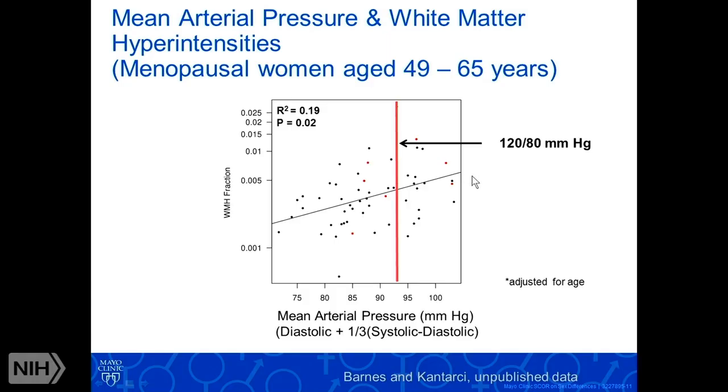But when we evaluated the mean arterial blood pressure in these women, the remarkable thing was that we did indeed see an age-related increase: the white matter hyperintensities increased with increasing mean arterial blood pressure. But look where we are. These mean arterial blood pressures are not what you would consider hypertensive. So we have a relationship of blood pressure as a continuous variable with the development of white matter hyperintensities in the brain. These were adjusted for age.